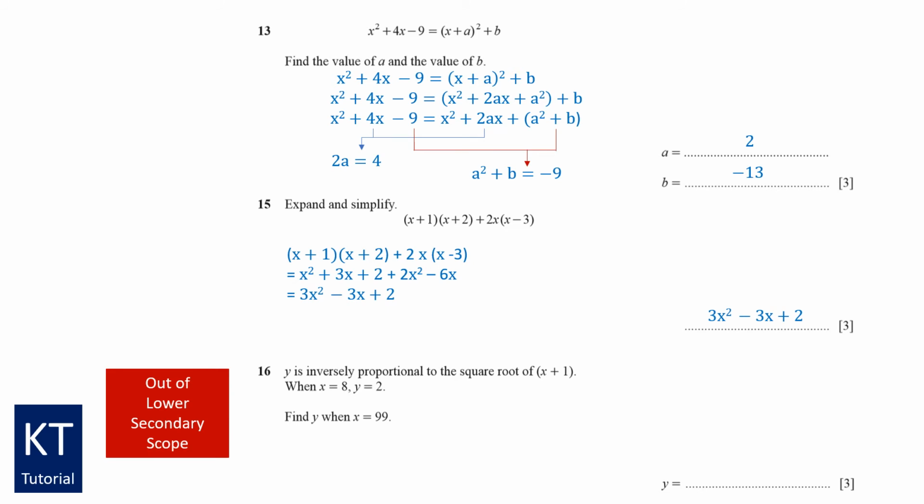Question 16. y is inversely proportional to the square root of x plus 1. When x is 8, y is 2. Find y when x is 99. The statement of y being inversely proportional to the square root of x plus 1 can be expressed as y equals k over the root of x plus 1. When y equals 2 and x equals 8, k can be found to be 6. With y now being 6 over the square root of x plus 1, when x is 99, y can be calculated as 0.6.